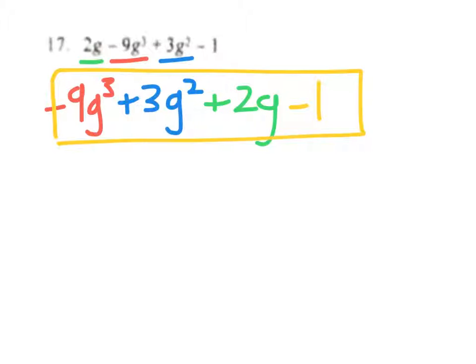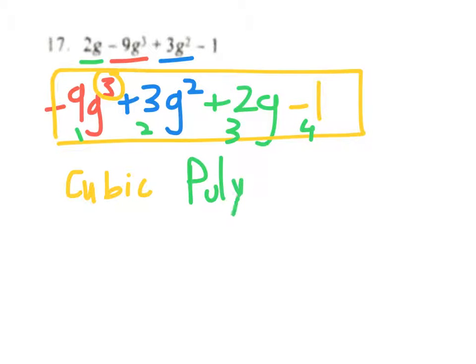This one is actually the last one in terms of naming it. My biggest exponent is 3, so we're going to have a cubic. It has 1, 2, 3, 4 parts, polynomial. Cubic polynomial.